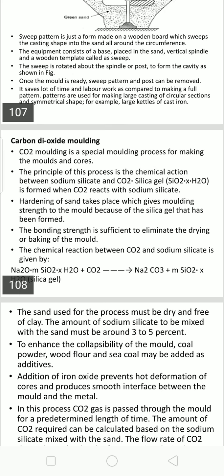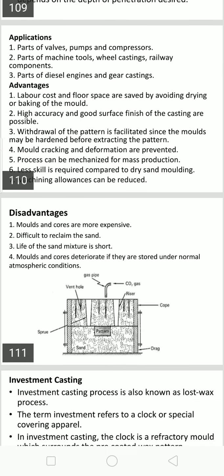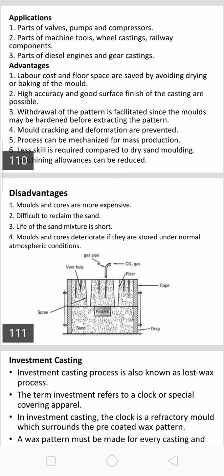Look at the picture, it will show you carbon dioxide molding. Mold preparation is exactly similar, only the silica sand grains are mixed with sodium silicate solution. No other additives are added. If required, a little wood cereal and cellulose powder can be added to improve the collapsibility of the molding sand.